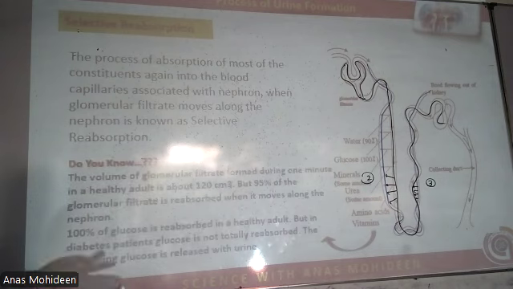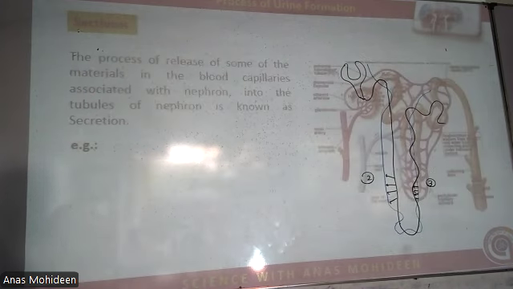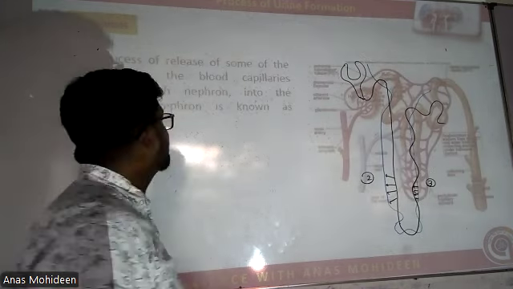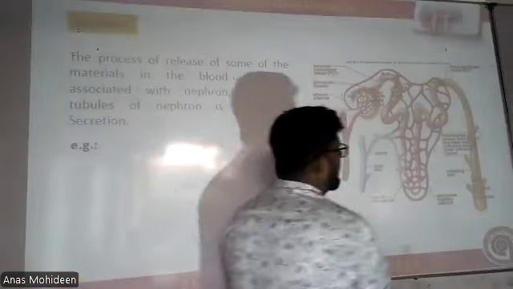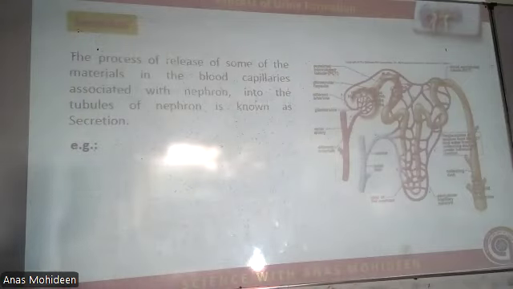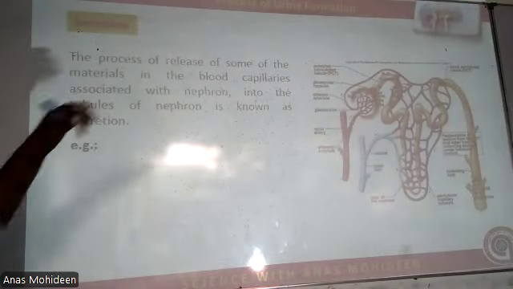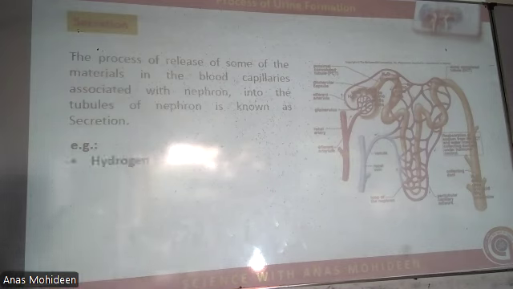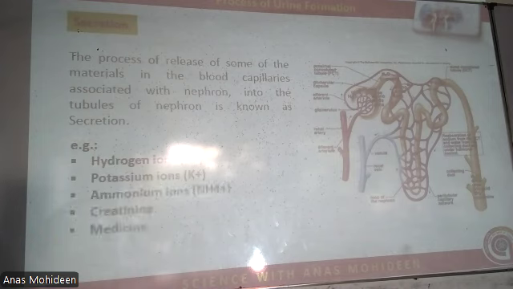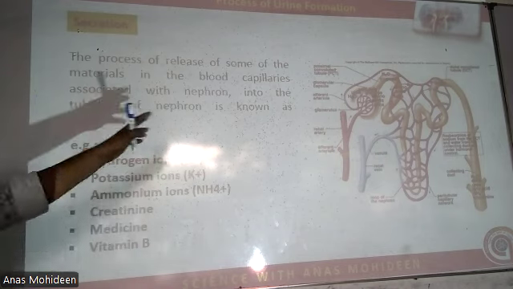So accordingly, this is what we discussed about that 1.2 liters of urine. Secretion. What is secretion? The process of release of some substances from blood to the nephron, which forms up into urine. That is called secretion. Now, what is formed at last is urine. And what are the substances released? Hydrogen ions, potassium ions, ammonium ions, creatinine, medicines also, and vitamin D. Those parts are given on your tube.